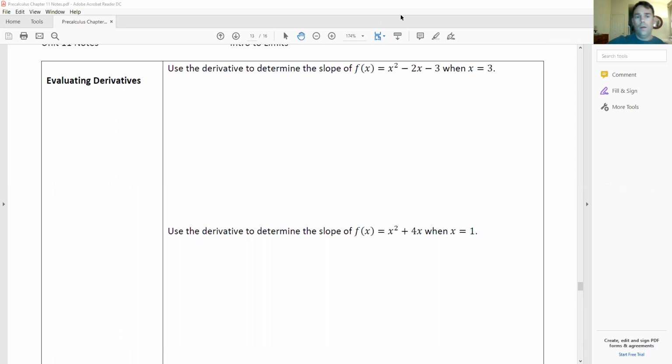So there you go. What we're going to do here today, friends, is use the difference quotient to find the derivative, and then use that derivative to evaluate the slope at a point. On this one, it says, determine the slope of f of x equals x squared minus 2x minus 3 when x equals 3. So we first have to find the derivative for this function. We use the difference quotient to find the derivative.